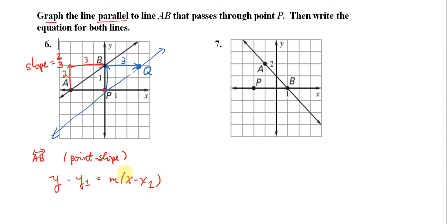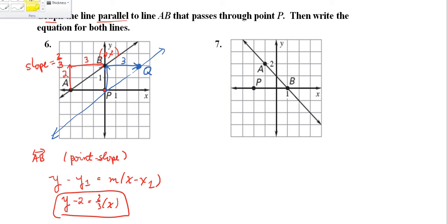We can use either A or B. It doesn't really matter. I'll use point B here. So B has coordinates of (0, 2). So for line AB, the equation is y minus 2 is equal to the slope, which is 2/3, times x minus 0. So there you have it. This is a perfectly acceptable answer for the equation of line AB.